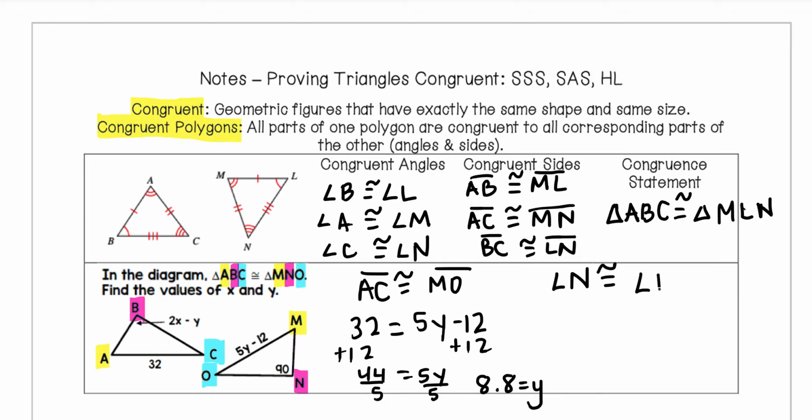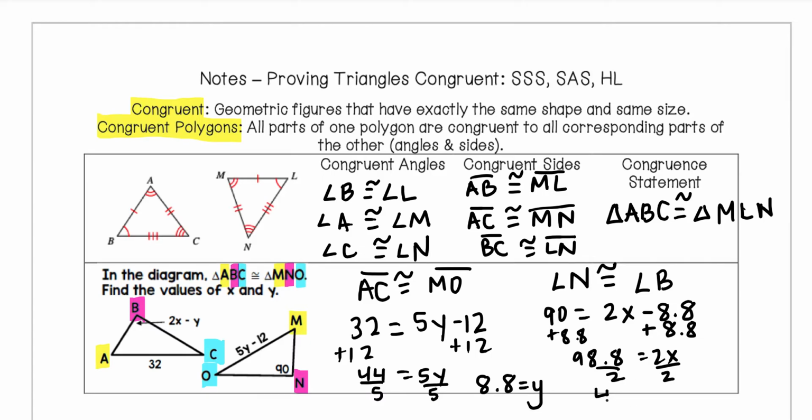N is congruent to angle B, which was given to us as 2x minus y. So I'm going to replace angle N with 90 and angle B with 2x minus y. But y we just solved for was 8.8, so I'm going to write my equation like that. We add 8.8 to both sides, so we're left with 98.8 equals 2x. We divide by 2 on each side, and we end up with 49 and 4/10 equals x.